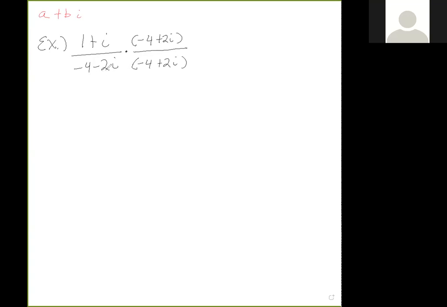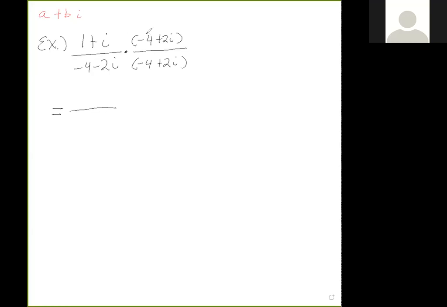Now, with this, just so it's clear, I'm actually multiplying it by 1. I have something over itself. Now, this is a binomial over itself, which is still 1. So I'm not just multiplying by any random number to make this work. I'm actually just multiplying it by 1. So this will change its form, but not its actual value. Okay, let's take a look and see what happens.